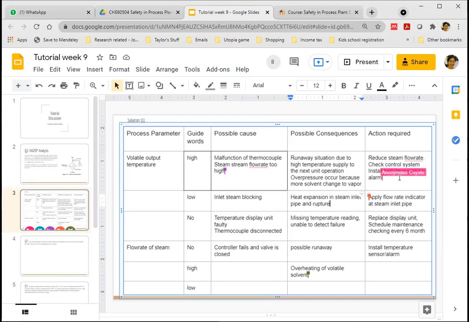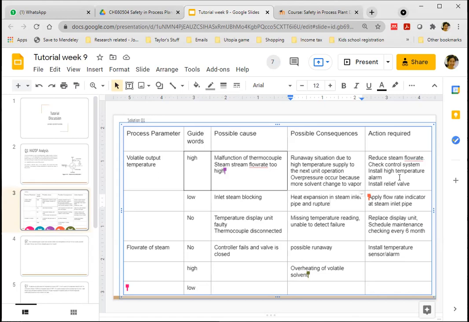Remember when we studied the relief system in chapter 9 in week 3, it talks about how all the relief valves must be installed at the output of the heated chemical and also at the input of the heating stream. So you need a relief system at these volatile output pipes in case of any runaway, like overpressure caused by the solvent changing to vapors. We have a relief system in place to reduce the pressure buildup in the system, in the pipe.